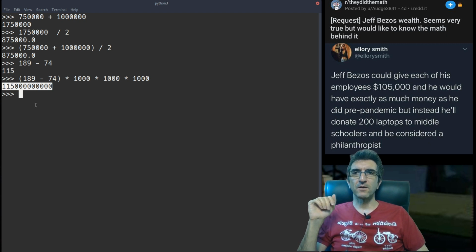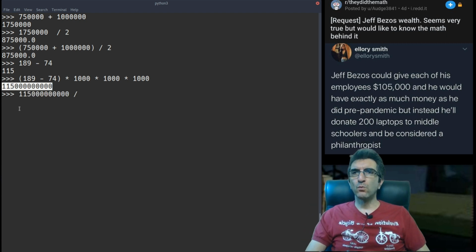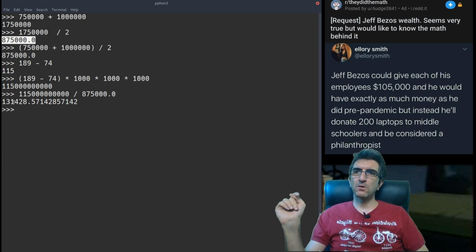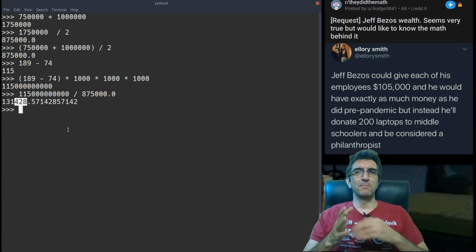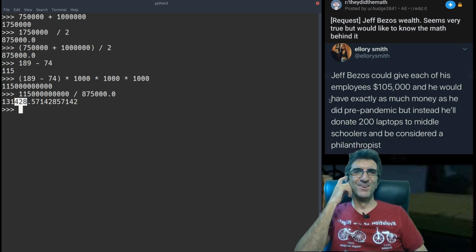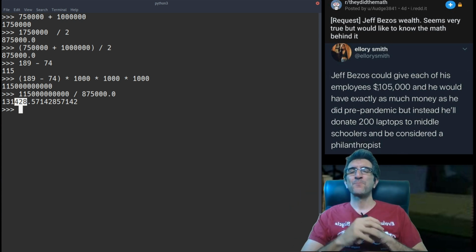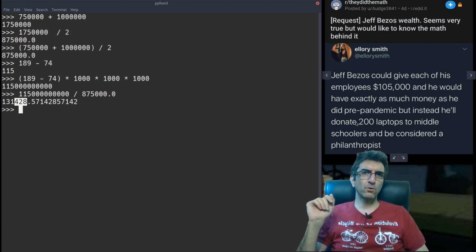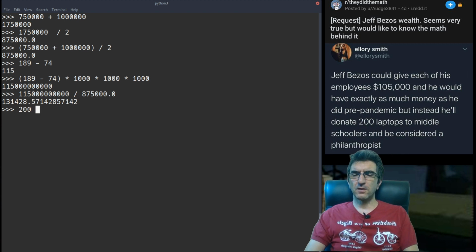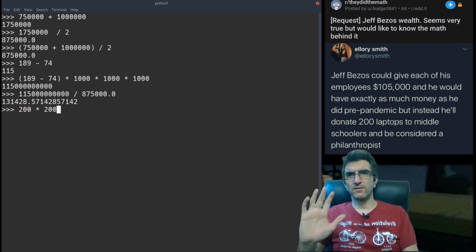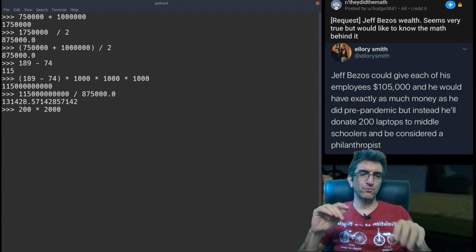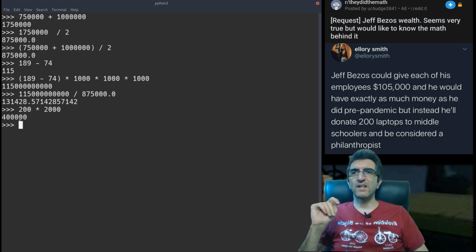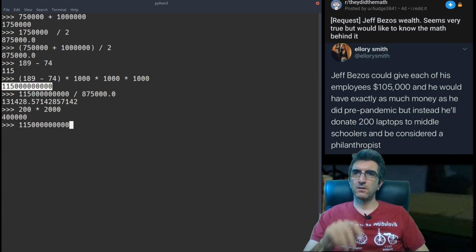I will say, okay, calculate what reaches each employee. This is the number each employee could get, and Bezos would still have the same wealth. So this is also a good guess. It's not a guess for sure, they have calculated. What happens for 200 laptops? He said they bought 200 laptops. Okay, let's say each laptop is $2,000, which is a higher estimation, I believe. How many laptops could he buy with this money?